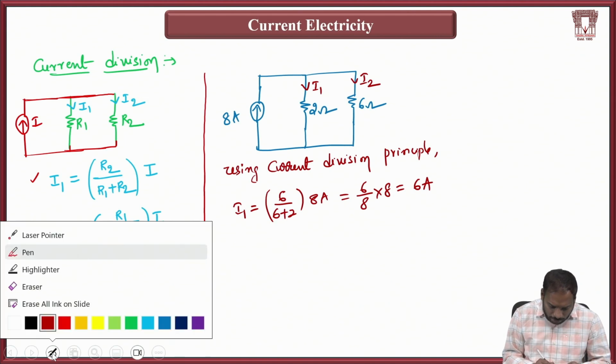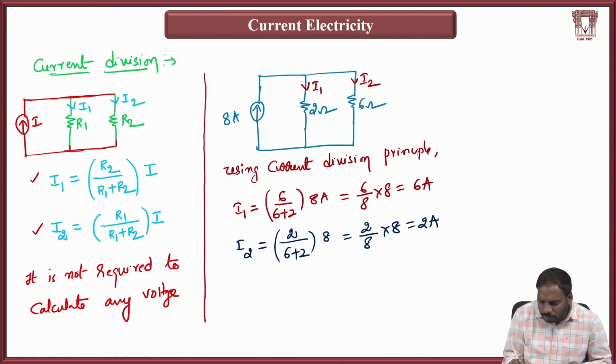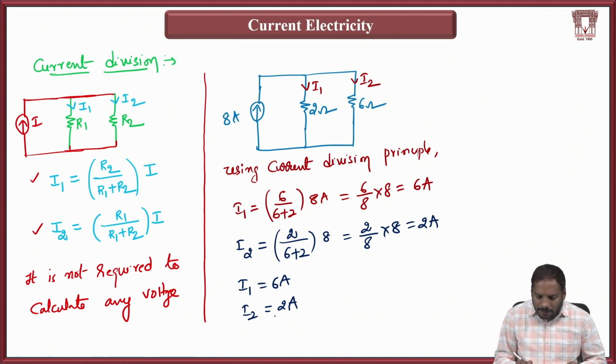Whereas the value of I2 is the opposite resistance, 2, divided by 6 plus 2, into 8 amperes. So 2 by 8 into 8 amperes, which is equal to 2 amperes. So finally I got the value of I1 as 6 amperes and the value of I2 as 2 amperes. This is how we can calculate the values of I1 and I2 using the current division principle.